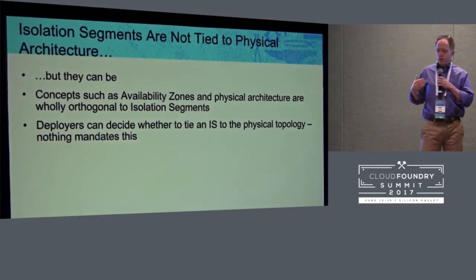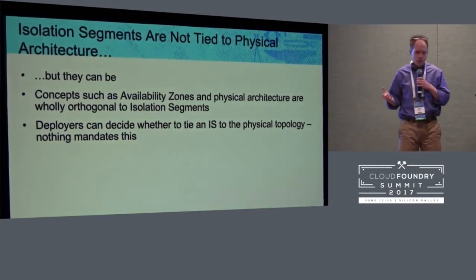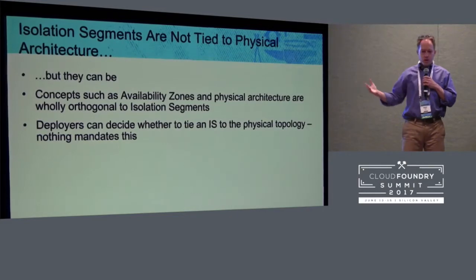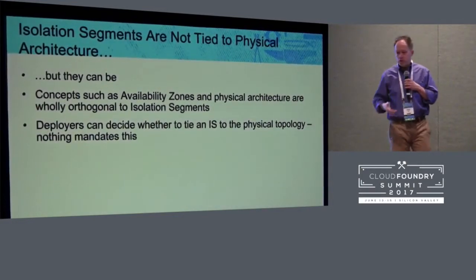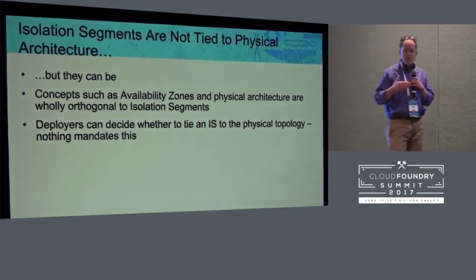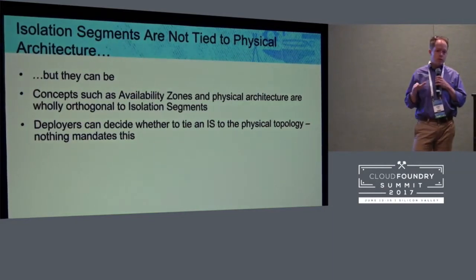One of the questions we get periodically is, what do isolation segments have to do with availability zones, for example? And the answer is nothing and everything. You can have your isolation segment span all of your availability zones. It could be one isolation segment. On the other hand, you could take an availability zone and chop it up into isolation segments. Or you could have an isolation segment that spans parts of availability zones. Again, it's a completely orthogonal concern at the compute layer.